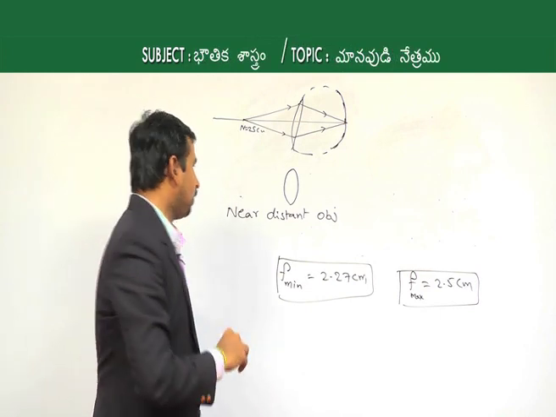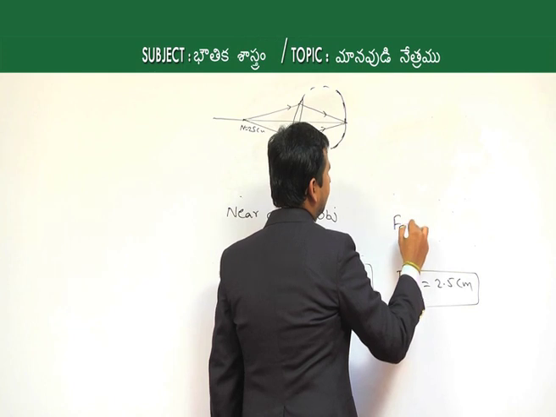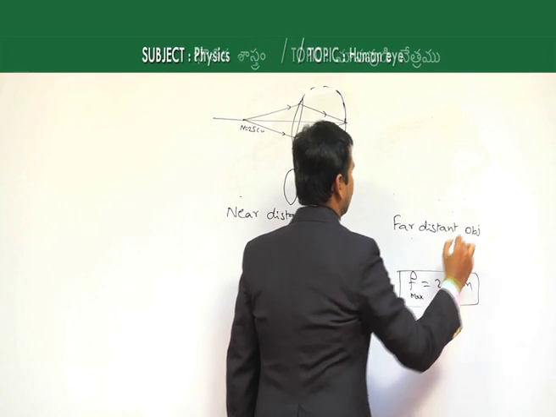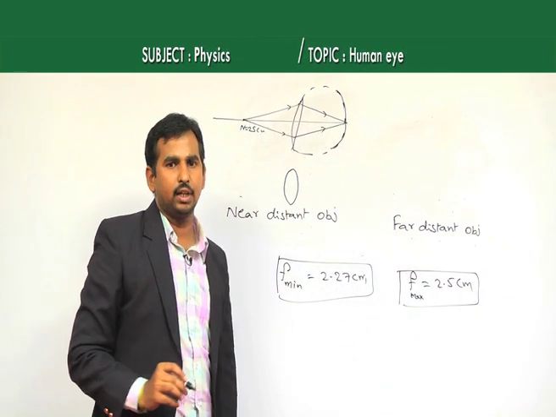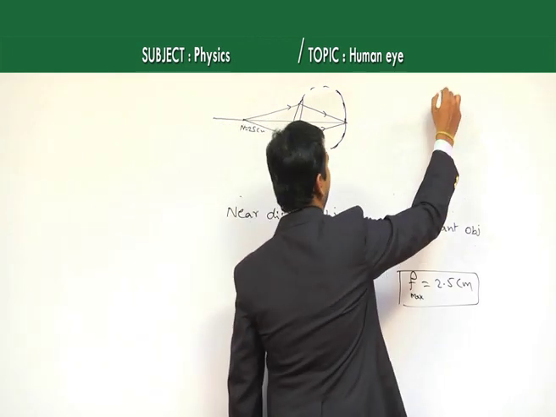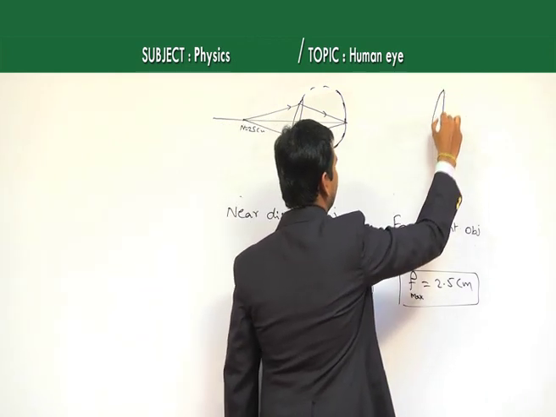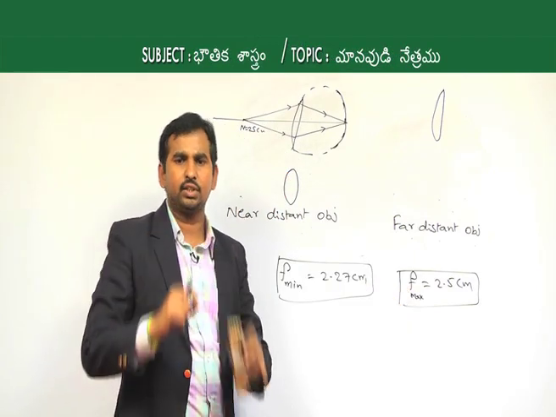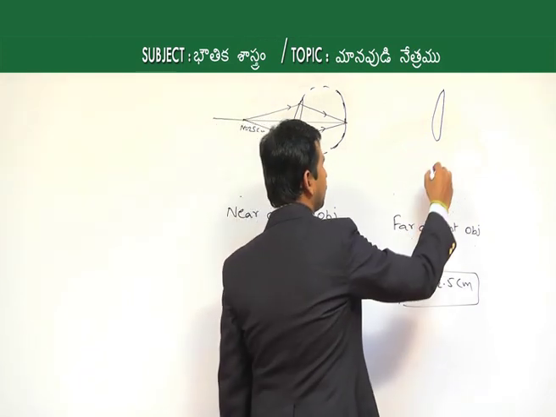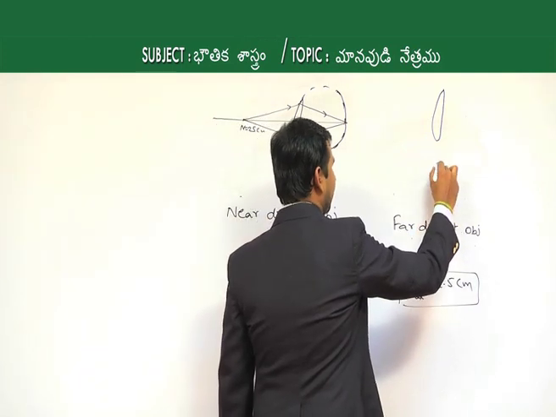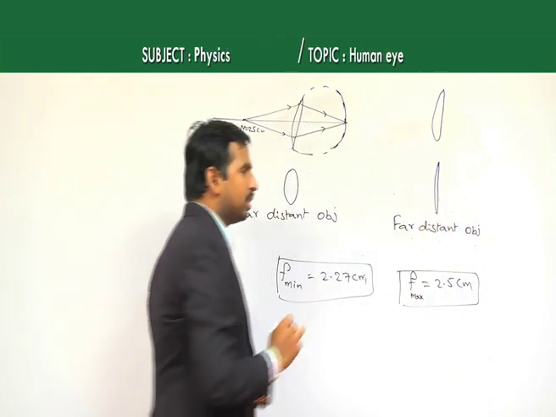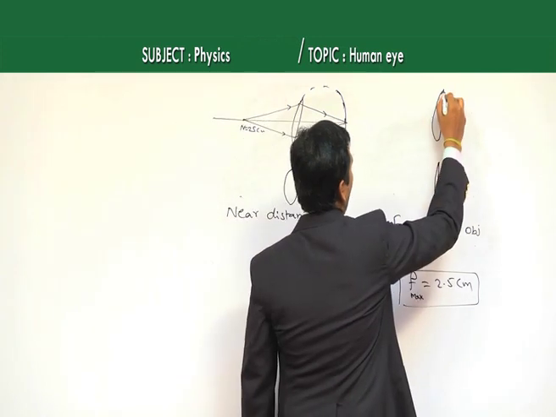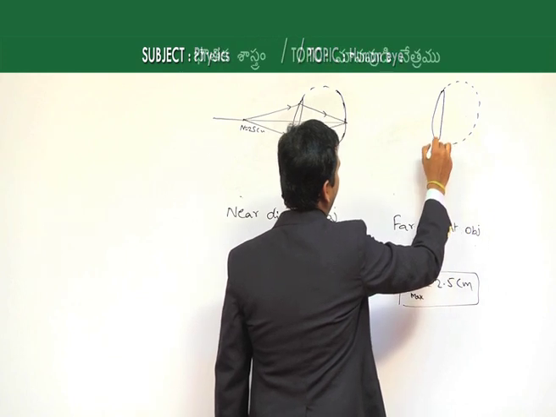Now take a far distant object, with the object at infinite distance. We already know the light rays then appear as a parallel beam. In this case the focal length required is maximum, so the ciliary muscles extend backward into the relaxed position and our eye lens becomes very thin. This increases the focal length, and immediately we can see far distant objects very clearly.